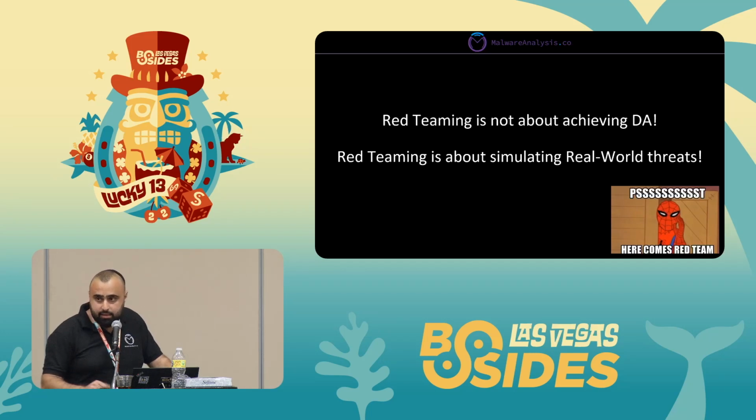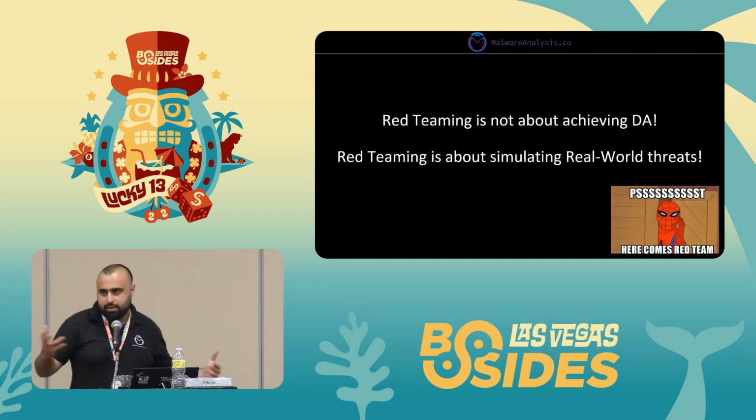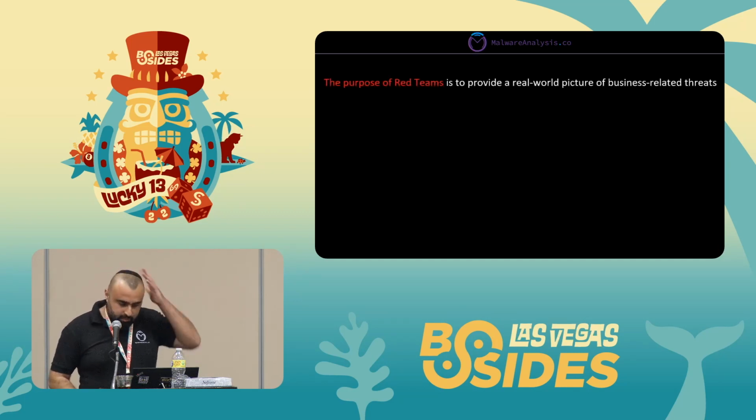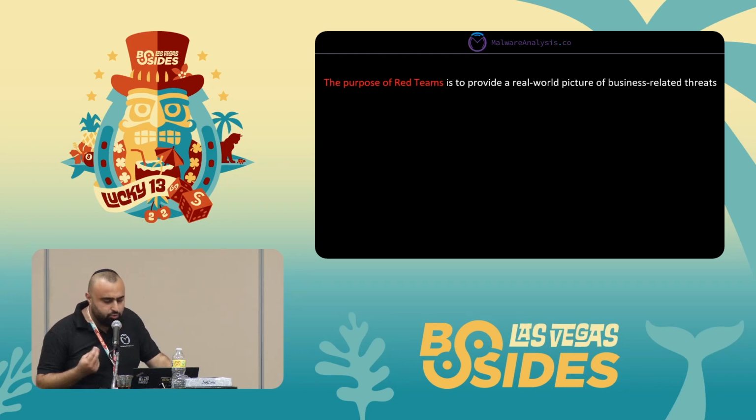So red teaming is about simulating real world threats. Now what the heck is a real world threat? Doesn't running CrackMapExec with Metasploit, with all the Cobalt Strike mumbo jumbo stuff, count as red teaming? It's the tools, it's not the essence of it. The purpose of a red team is to provide a real world picture of business related threats.